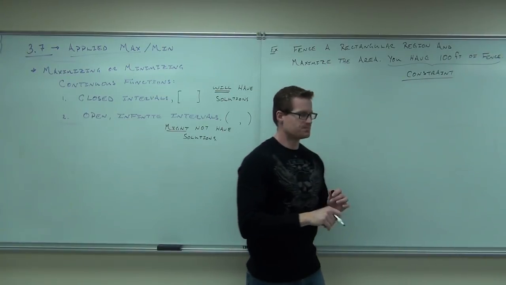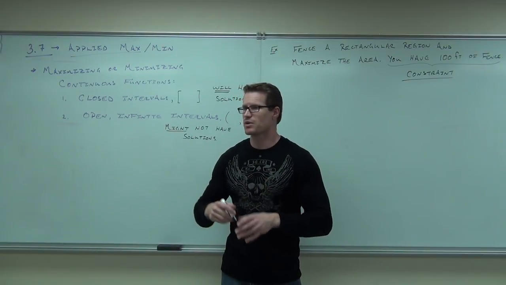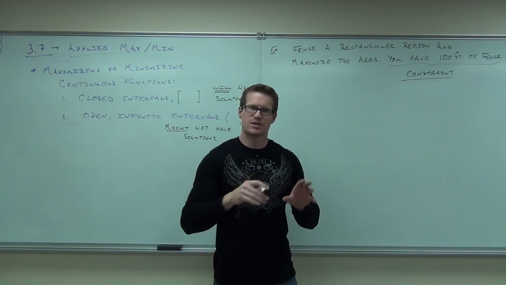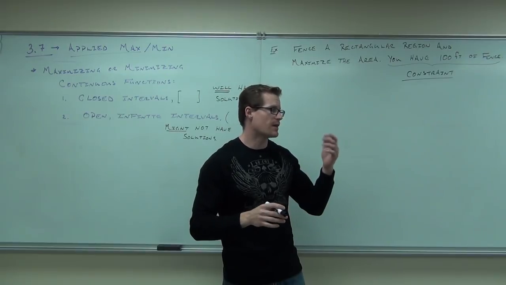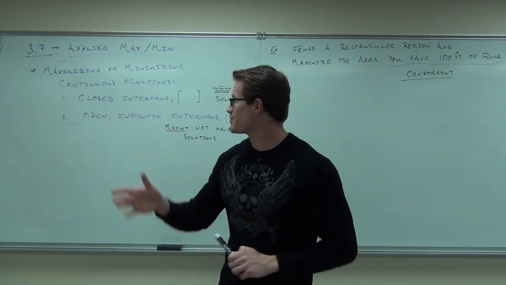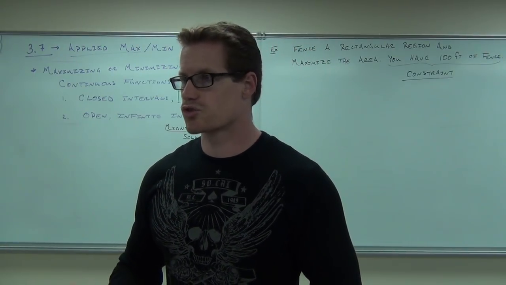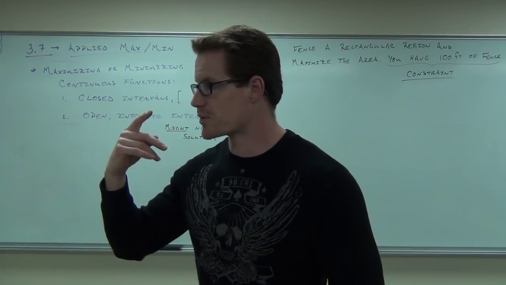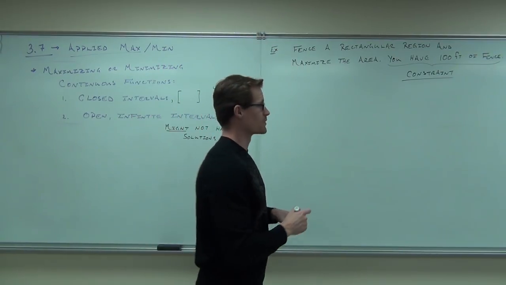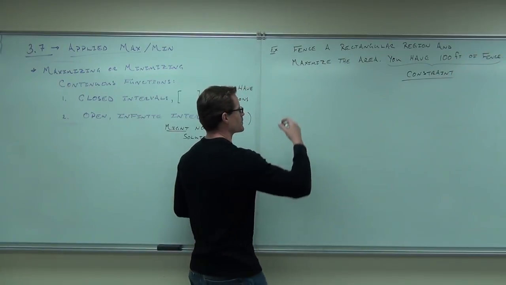Constraints can be given to you. They can be implied in the problem. They can be realistic constraints. But somewhere in most of these problems, you will have some sort of a constraint. Now, one great thing to do with these applied problems, they're all going to have something you can draw. So try to draw a picture of them to get your mind wrapped around it. We're talking about a rectangle here. So we're probably going to want to draw a rectangle here. So let's draw a rectangle.